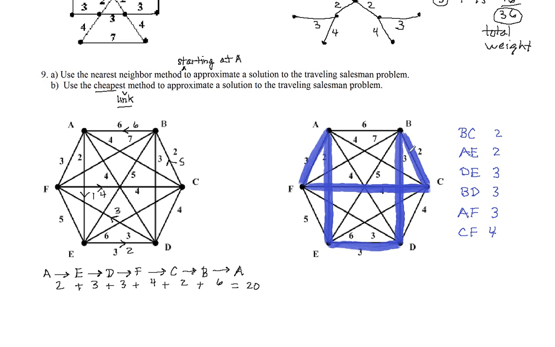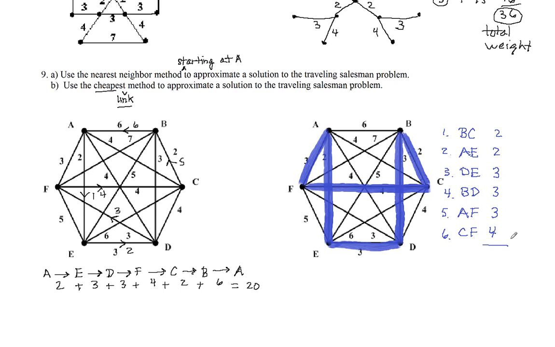So this is the order that we pick things in. So if you use cheapest link, if I ask you to use cheapest link, I see you, write out this order that you picked things in. So this was step 1, step 2, step 3, step 4, step 5, and step 6.